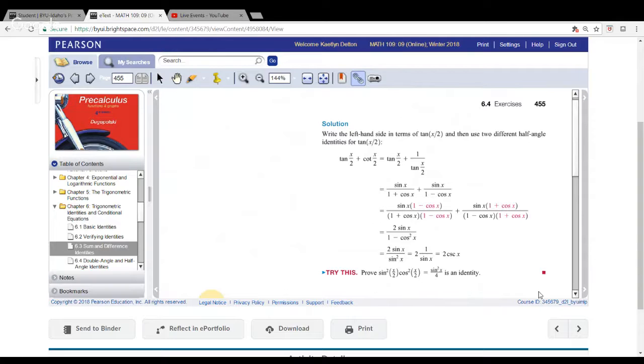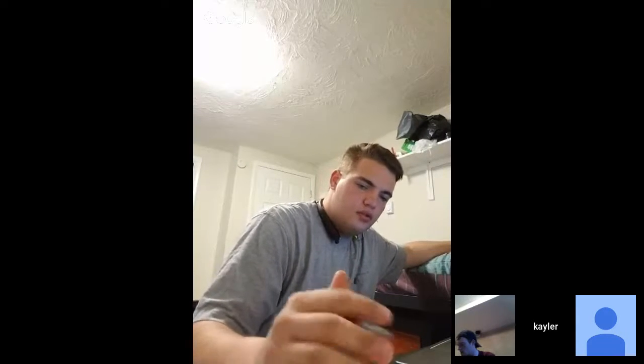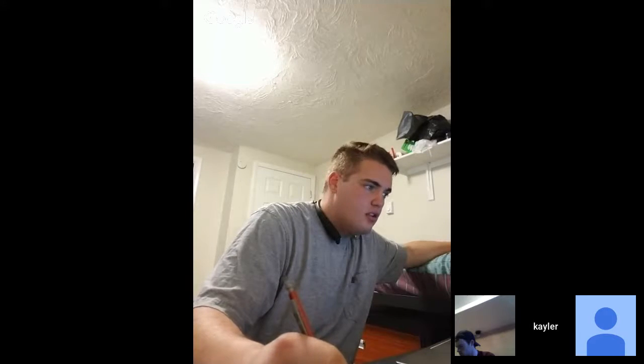So if I wrote this out, it should be sine squared plus x squared. That's weird. Because that would be like 2 minus 2 cosine x all over sine x.